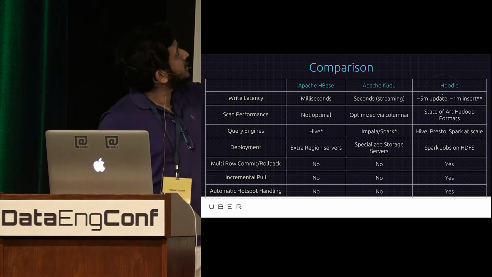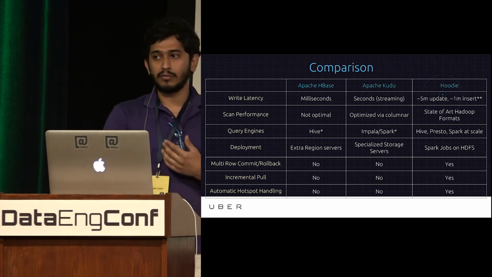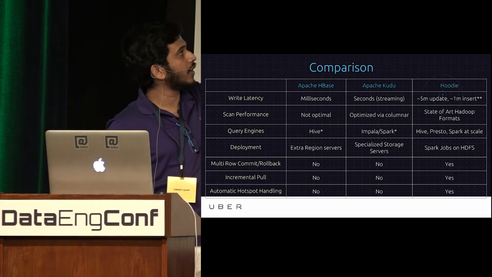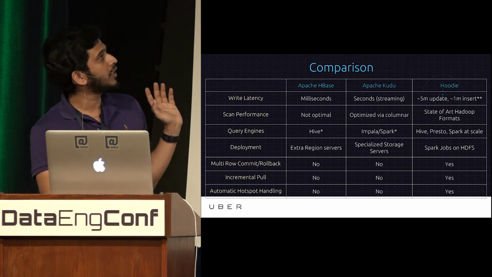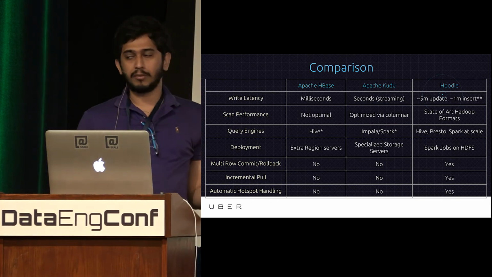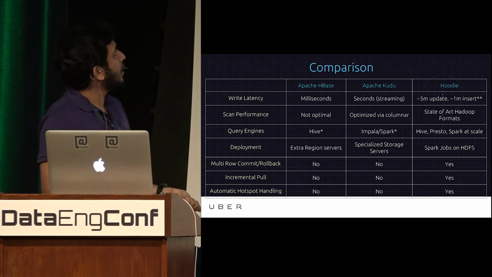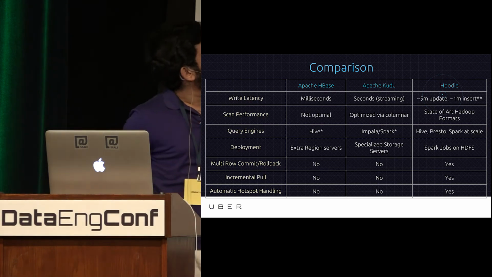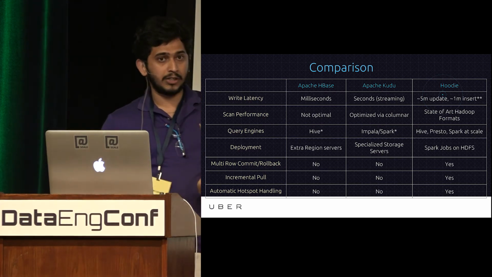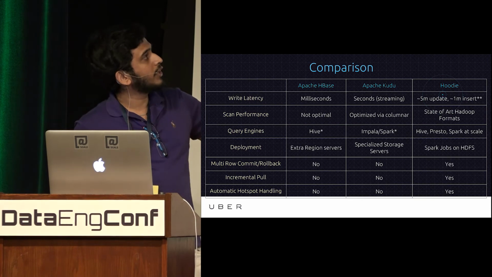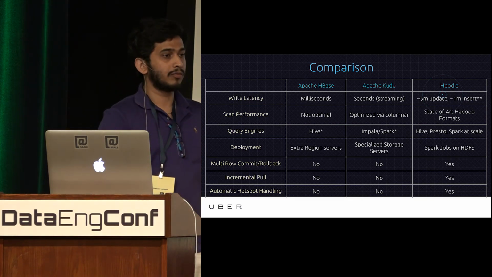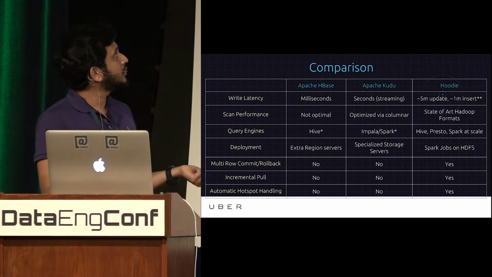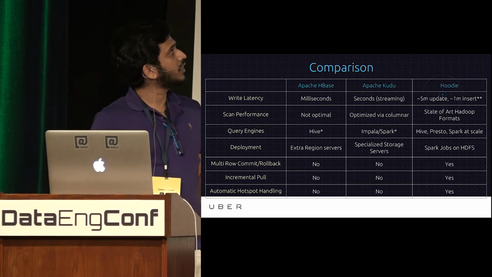So the HBase WAL is implemented by appends. That's what we use for our own logs too. Maybe down the future we'll approach that. For now, you can assume 1 minute for inserts, 5 minutes for updates. It's something practically you can achieve. Scan performance, we saw this already for HBase, not optimal. Kudu has its own columnar format, which is optimized and performs pretty well. But Hoodie sticks to the state-of-the-art Hadoop formats, and all of the work that has gone into these formats you get for free. And for query engines, there's an HBase Hive connector, that's it.